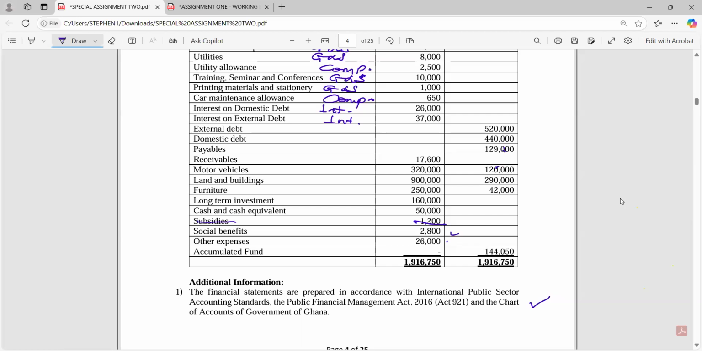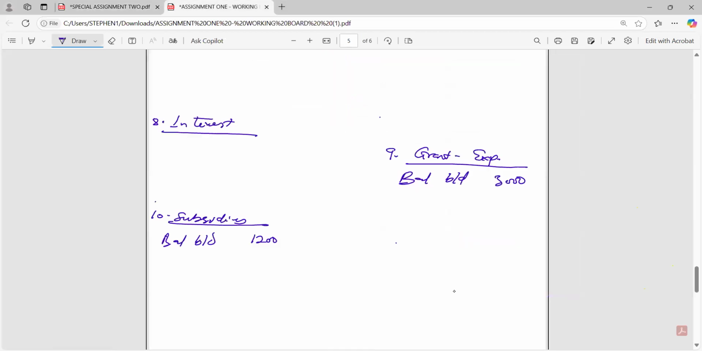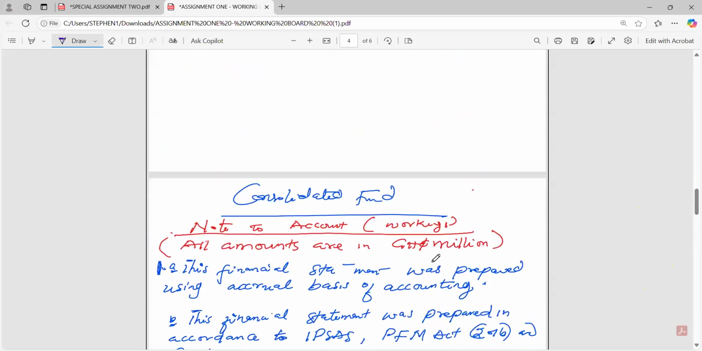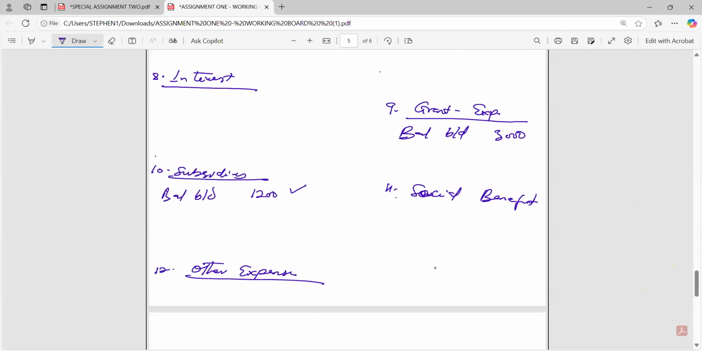We have social benefits and other expenses. I didn't write social benefits and other expenses. Let me write them. The book is not for me, so I have a lot of space to write them. 11, social benefits. So other expenses. Do you know why you have to write them? If they are marking, you get a tick here. And when they go to the statement of financial performance, you get another tick there. So please write them. Even though it is one, still write it. Just be fast so that you don't waste time.